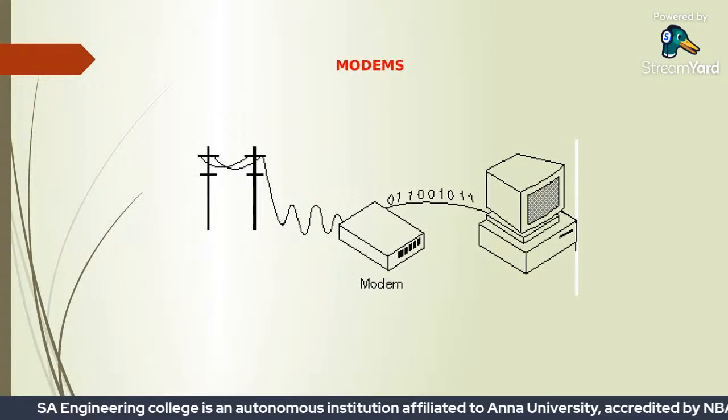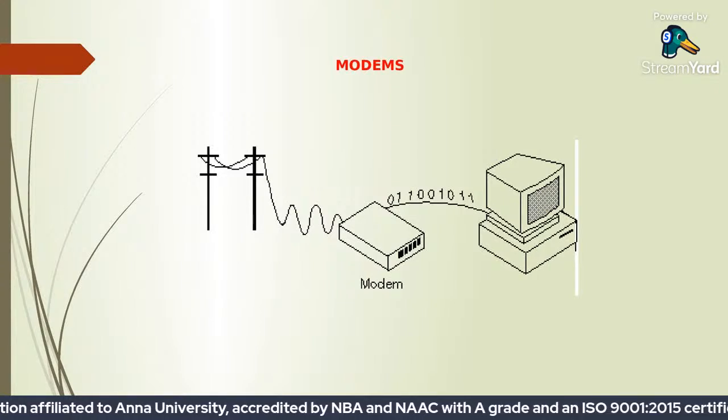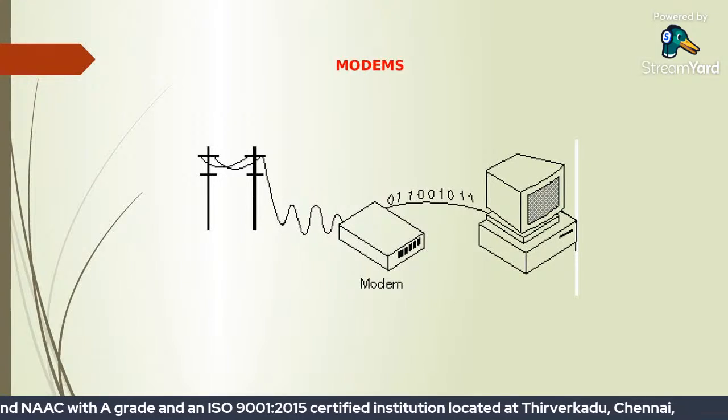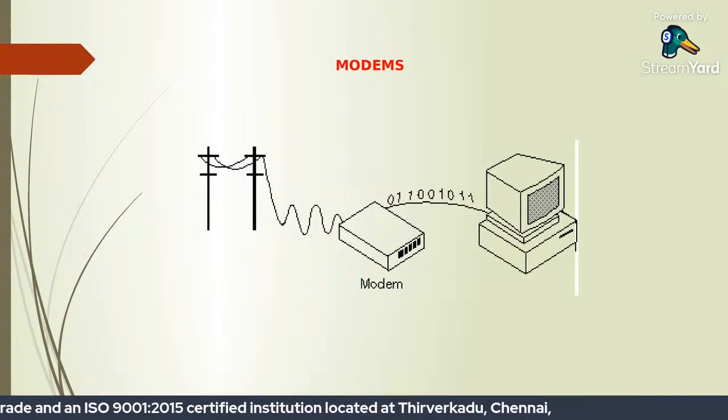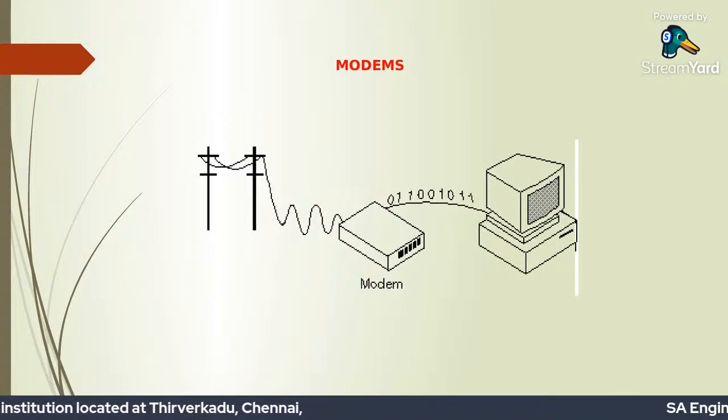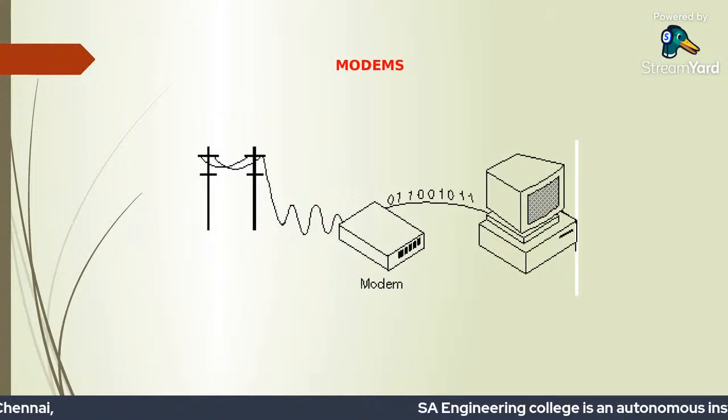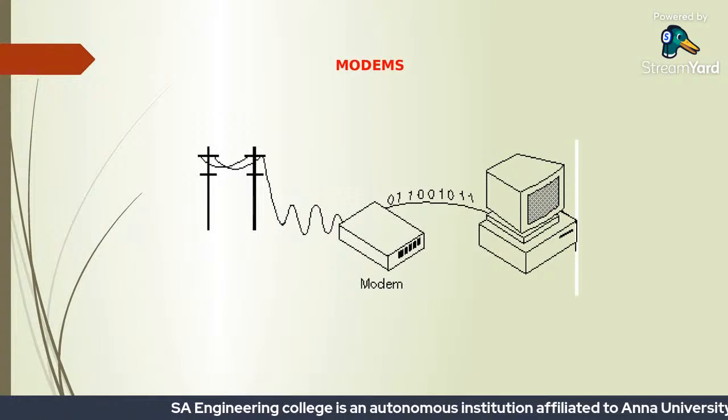And here the modem receives the telephone format, but the network devices will accept data only in a digital format. In this case, we are using the modem. It will convert the analog signal from the telephone lines into digital format and send it to the devices.